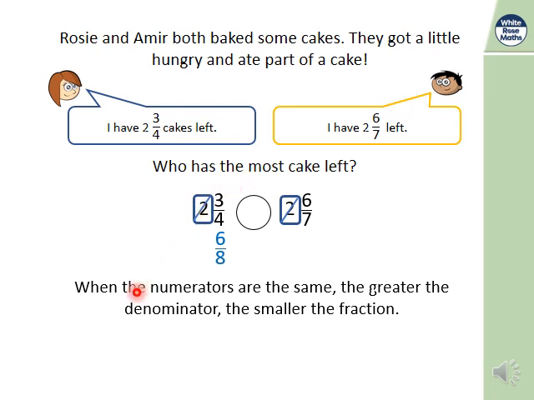Now we go back to our statement. When the numerators are the same, the greater the denominator, the smaller the fraction. So if the numerators are 6, 8 denominator is larger than 7, so that is the smaller fraction. 2 3/4 is smaller than 2 6/7, so that means Amir has the most cake left.